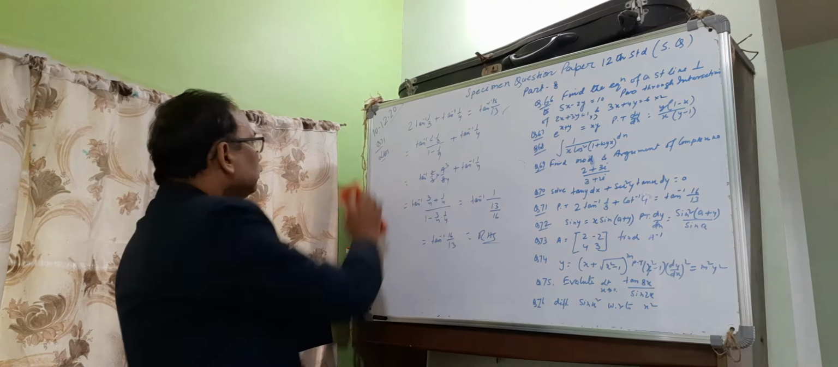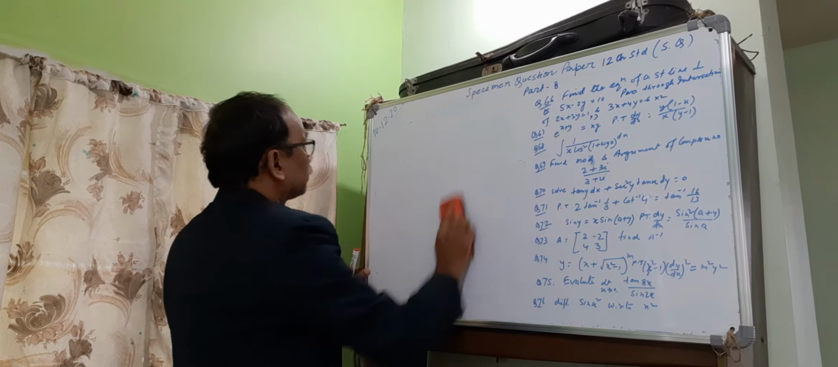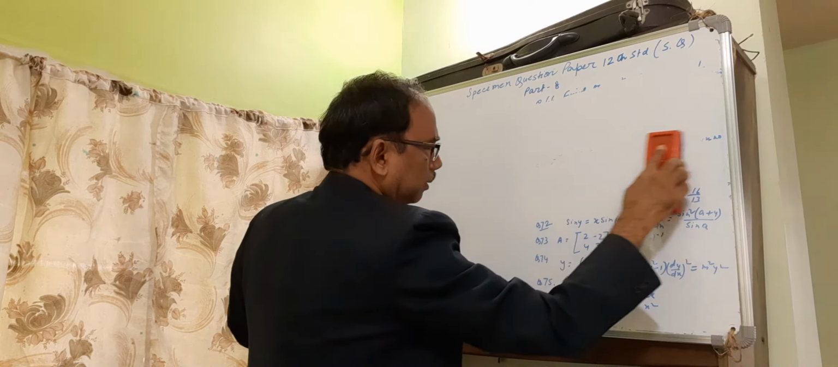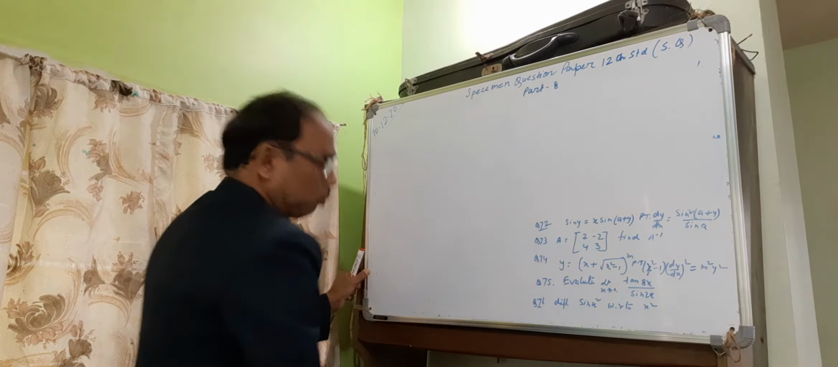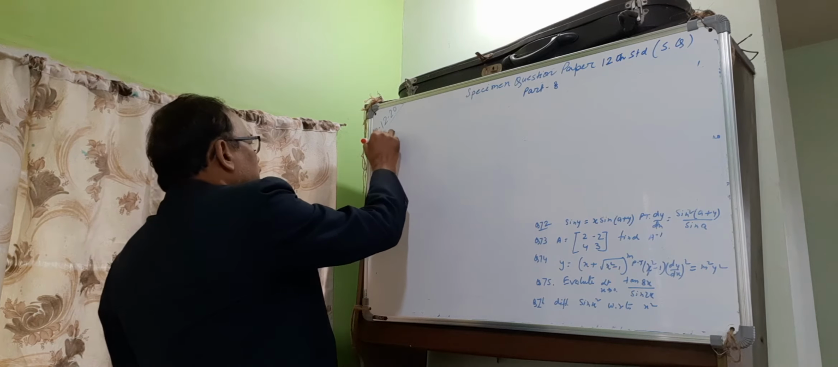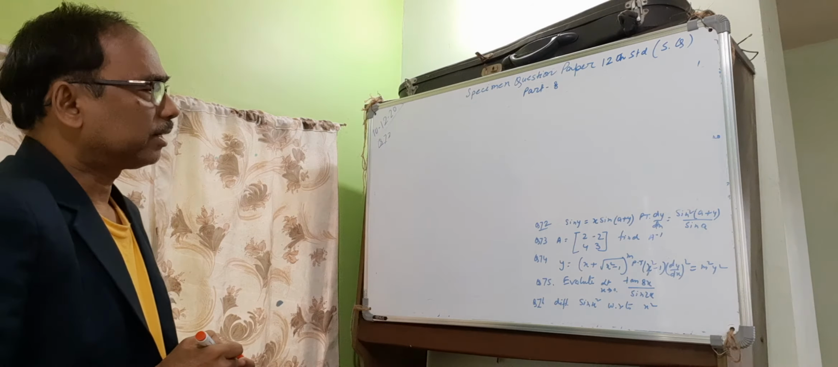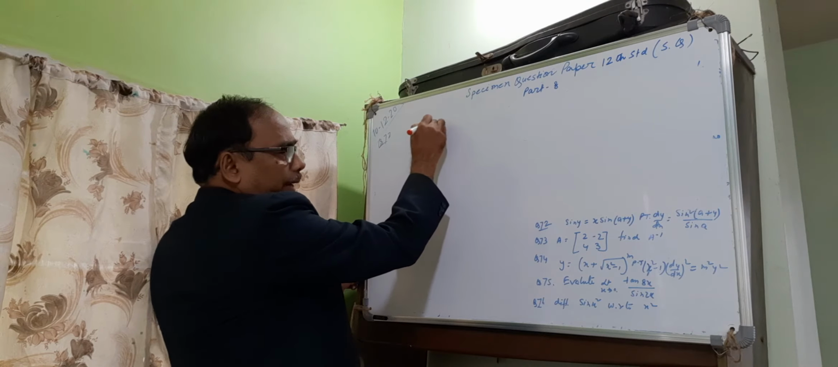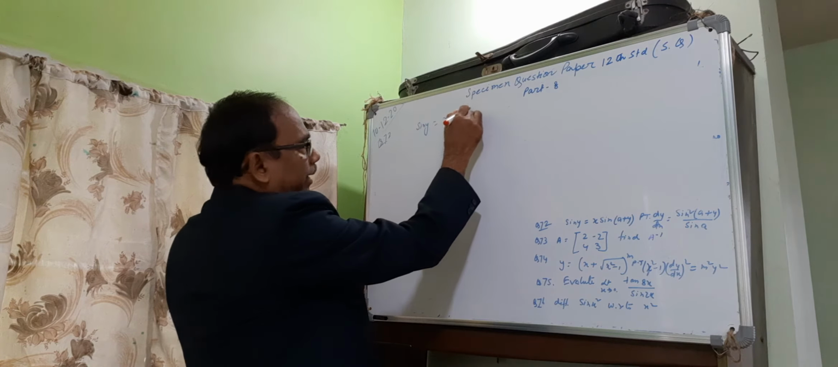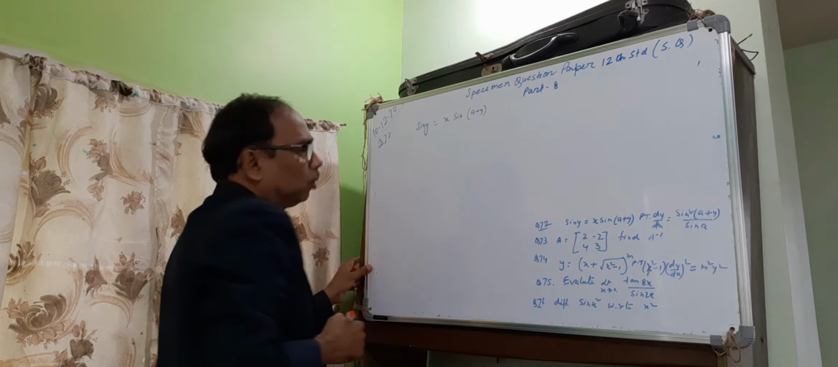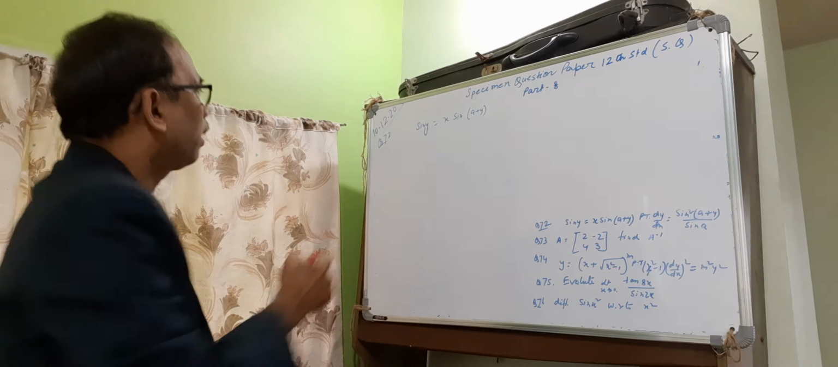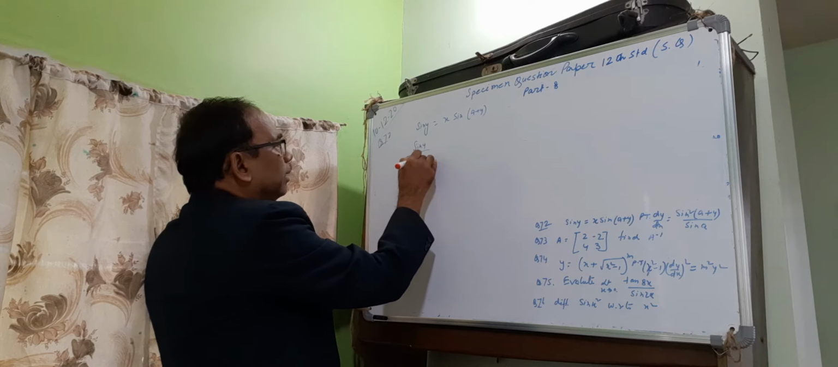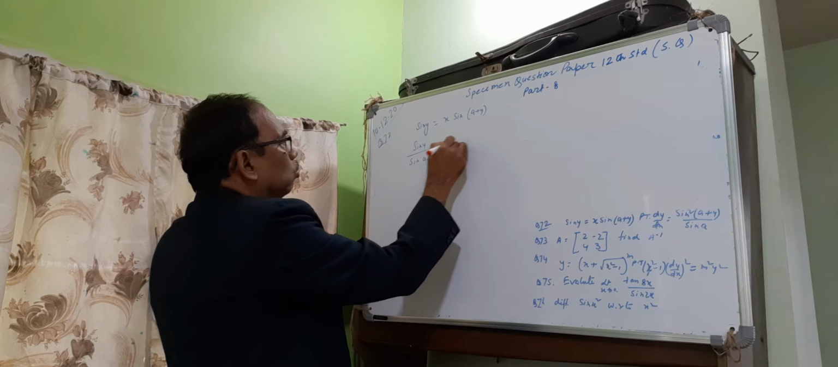Next, sum number 72. Question number 72. It is a differential derivative sum: sin y equals x sin(a + y). We have to prove dy by dx equals sin²(a + y) by sin a. Now we have to take sin y by sin(a + y) equals x.